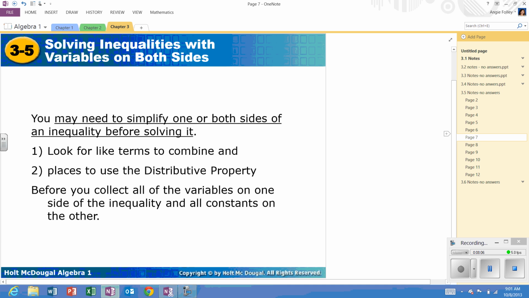Okay, so just note that you may need to simplify one or both sides of the inequality before solving it. So that means looking for like terms that combine, or using the distributive property before you can collect your variables and constants on the same side.